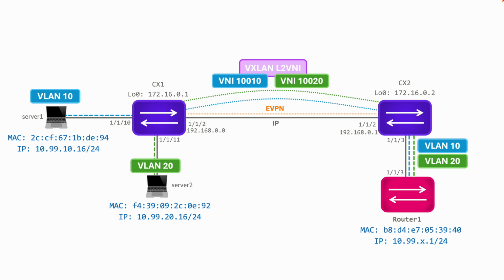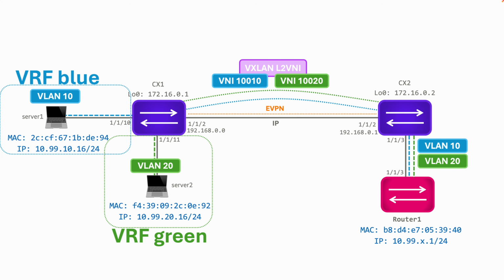And new for this video, what I'm going to do is deploy a couple of VRFs. I'm going to deploy a VRF Blue and attach the layer 3 interface for VLAN 10 to VRF Blue, and I'm going to attach the layer 3 interface for VLAN 20 to a different VRF. Can you guess the name? Of course, it is VRF Green.